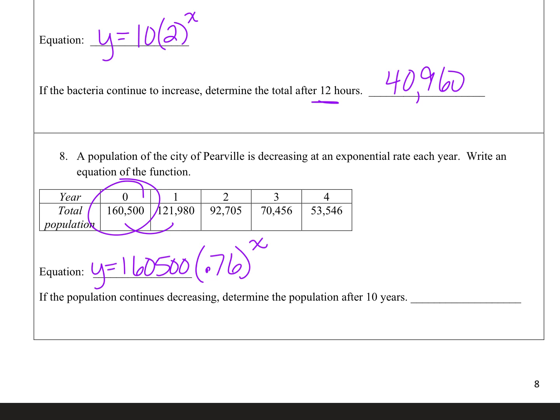So 160,500 times 0.76 to the 10th. And that gives me a decimal number, but I can write everything up to the decimal and then a little bit after. Well, none after because it's a population. So I'm going to round it at the decimal, round it to a whole number. It's going to be 10,318. And those are people. That's why we cut it off. We have no decimals afterwards.